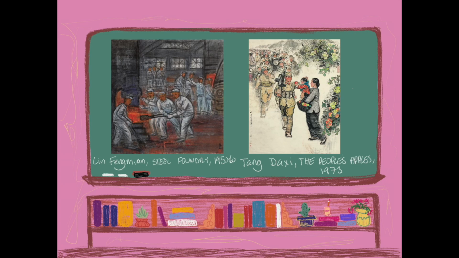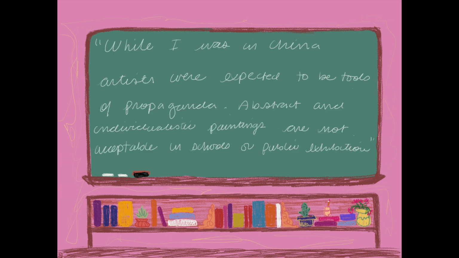And as Liu explains in an interview, "While I was in China, artists were expected to be the tools of propaganda. Abstract and individualistic paintings were not acceptable in schools or in public exhibitions." So it was this lack of artistic freedom that inspired her to move to the United States to study art at the University of California, San Diego. And after waiting 4 years to receive her passport, she moved there in 1984.